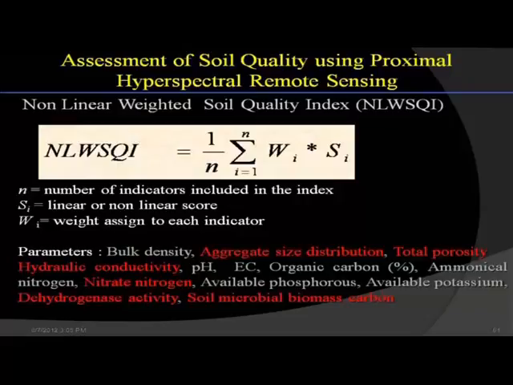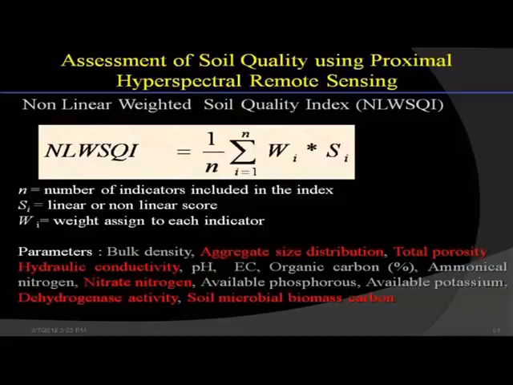That means soil quality is governed by so many parameters reported by many authors, but these are the major parameters taken for calculating the soil quality index. This is a composite index. Out of all these parameters, different weightages can be given to them.